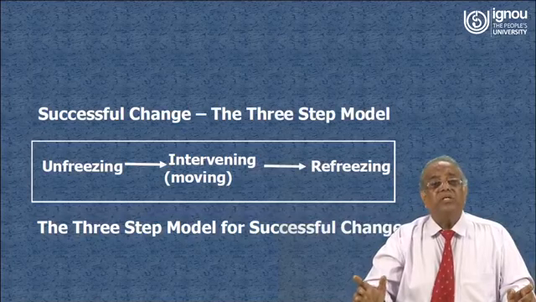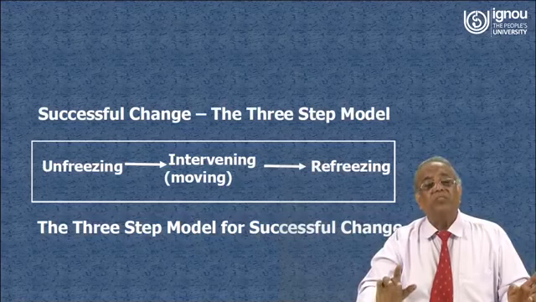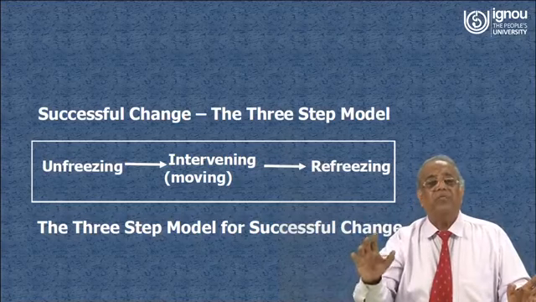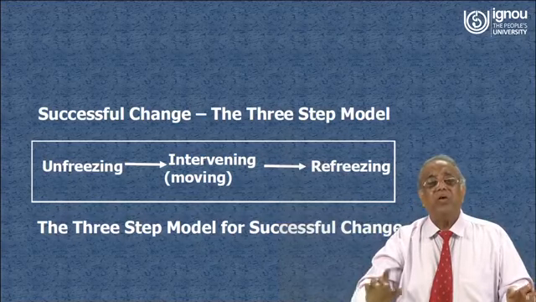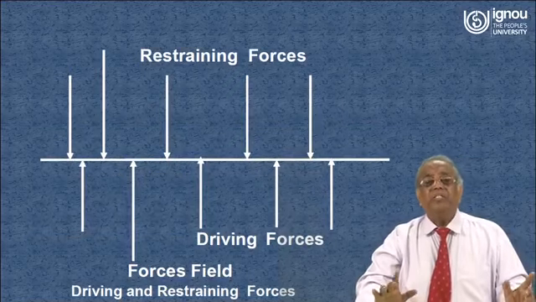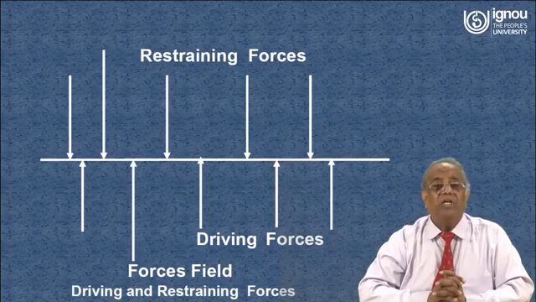Successful change, the 3-step model: unfreezing, intervening, that is the changing process, that is moving, and refreezing. When the change is already taking place, then we will reinforce it, that is called refreezing. And this is very important, that is the Lewin model for the changing process.